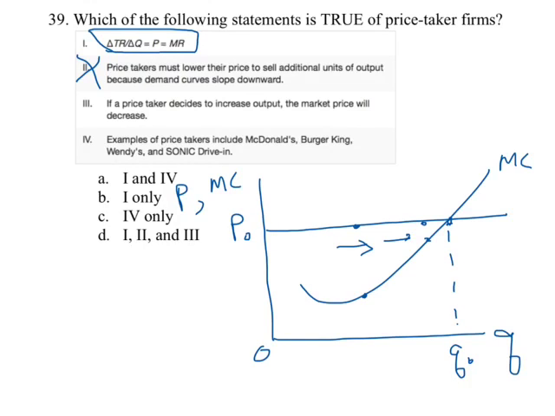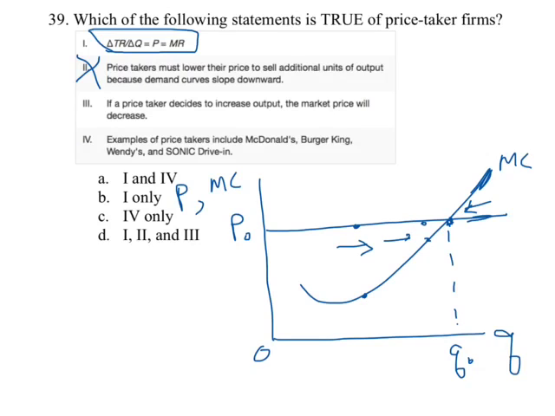So Q naught is the optimal level of output. If you ever found yourself past Q naught, you could do better by decreasing output. You'd save more in marginal cost than you'd give up in revenues. So that's our output rule. But again, there's no ability to increase output past Q naught.